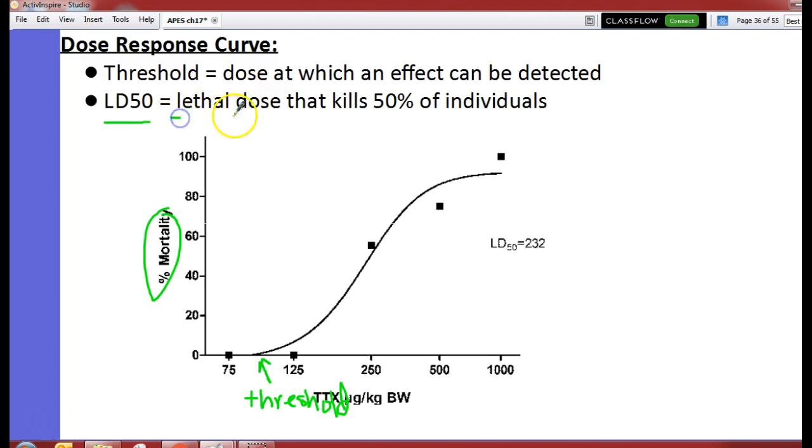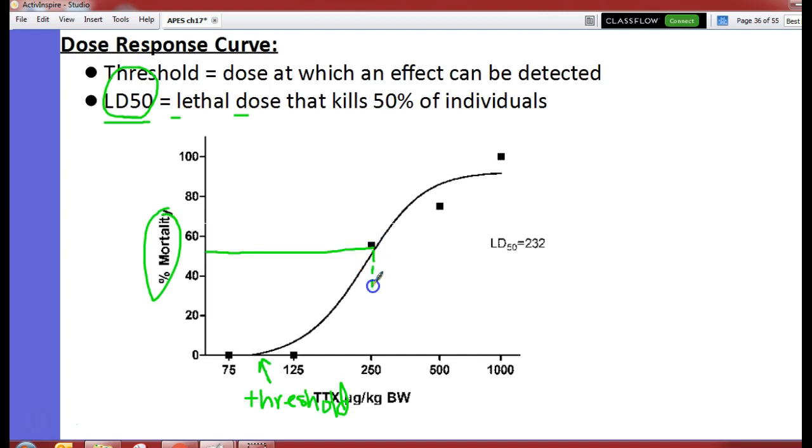Now, we have LD50. This stands for lethal dose that kills 50% of organisms. So this is super important because there are millions and millions of AP questions on this. Guarantee you there will be one on the AP exam. How do you find the LD50? Super easy. All you do is you find 50% mortality, okay? And you look at what dose caused 50% mortality, okay?